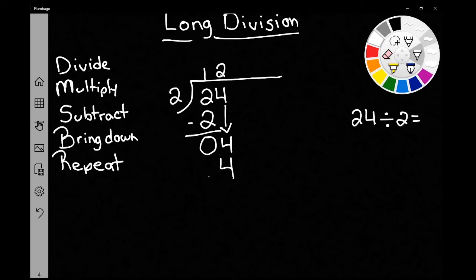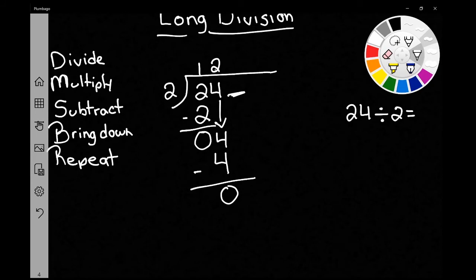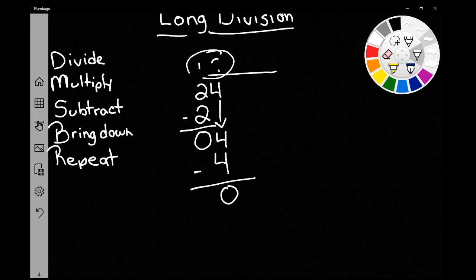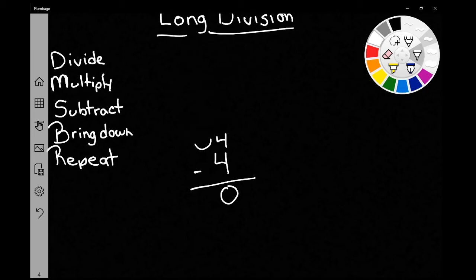Third step is to subtract. 4 take away 4 is 0. And now I've got nothing left here to bring down, so I'm all finished. And my answer is 12. All right. So that is a nice, simple, easy question. Everything fits evenly into one another. We don't have any remainders. We don't have any wonky numbers to deal with.